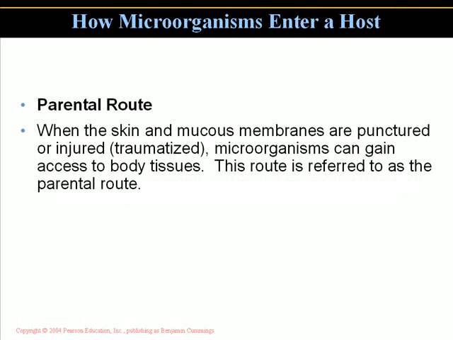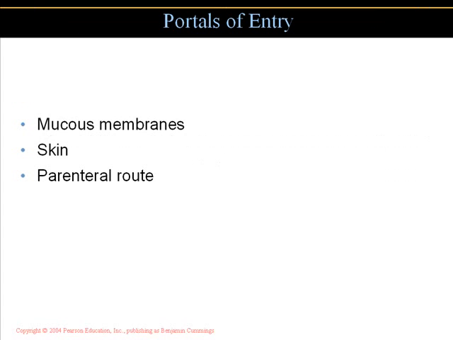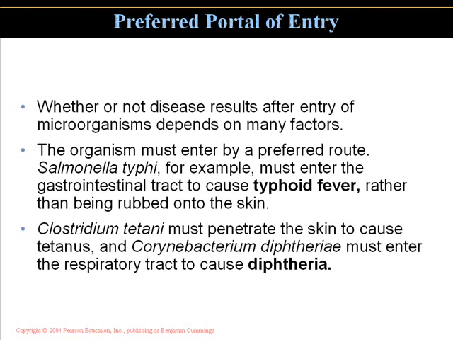Parenteral route. Parenteral refers to injection. So we see the skin or the mucous membrane can be punctured, injured, or traumatized. Microorganisms can gain access to body tissue through this route as well. The route is referred to as the parenteral route. And so the common portals of entry are mucous membrane, skin, or the parenteral route. A common organism for the parenteral route, as I may have said before, is sporotrichosis. It's a fungal infection gardeners get, working in the garden, they get pricked by a thorn bush or a rose bush, and get injected with a fungal element that can cause infection.